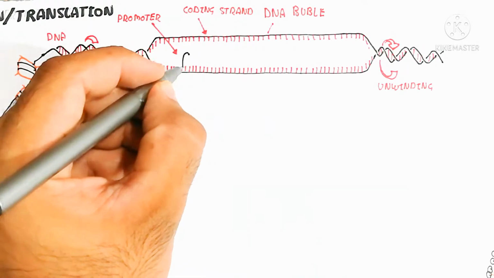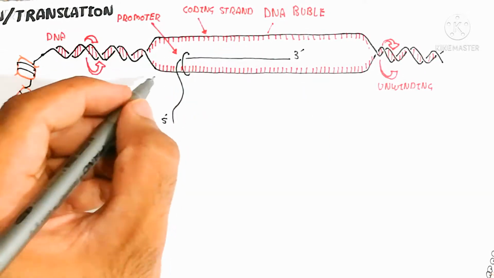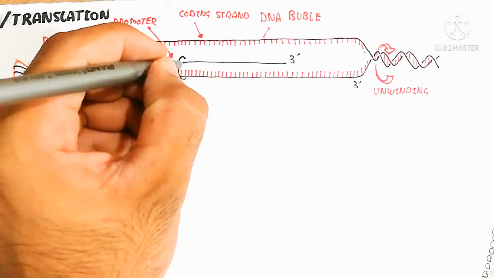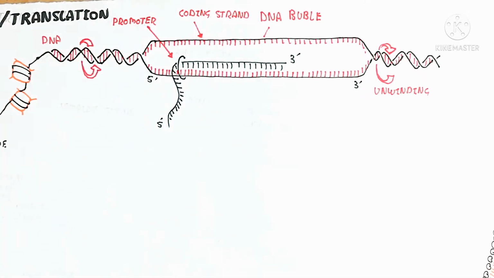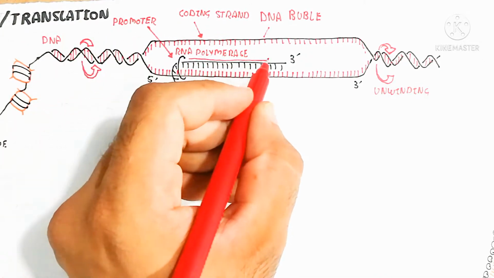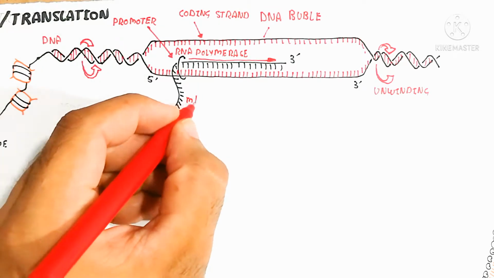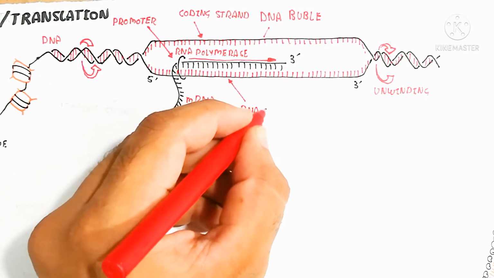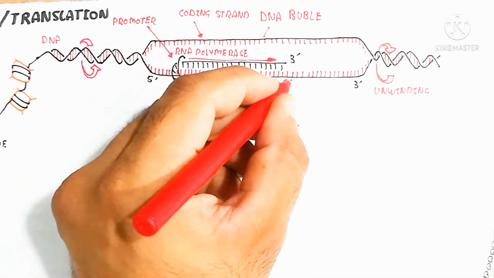So this DNA bubble is very important. And here is the promoter region, and here is the coding strand, which is basically the coding one, and here is the template strand, where the messenger RNA will be transcribed. So the messenger RNA will be transcribed in the 5' to 3' direction, while the template DNA is 3' to 5', not 5' to 3'.